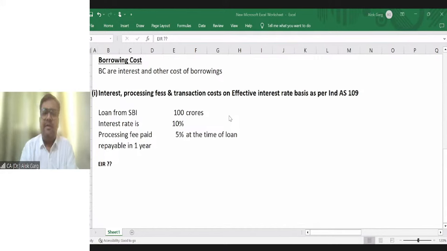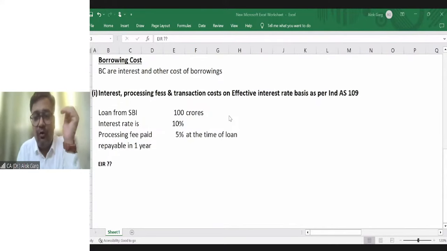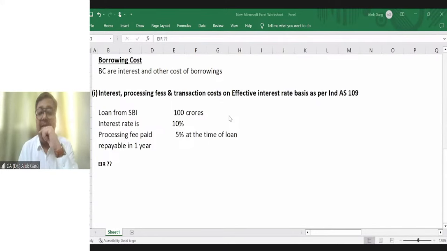First of all, you tell me, the loan is 100 crores, the processing fee is 5%. How much inflow of money will be there? On the date of loan, how much money will this company receive? What is the inflow? Is it 100 crore? Is it 105 crores? Is it 95 crores?